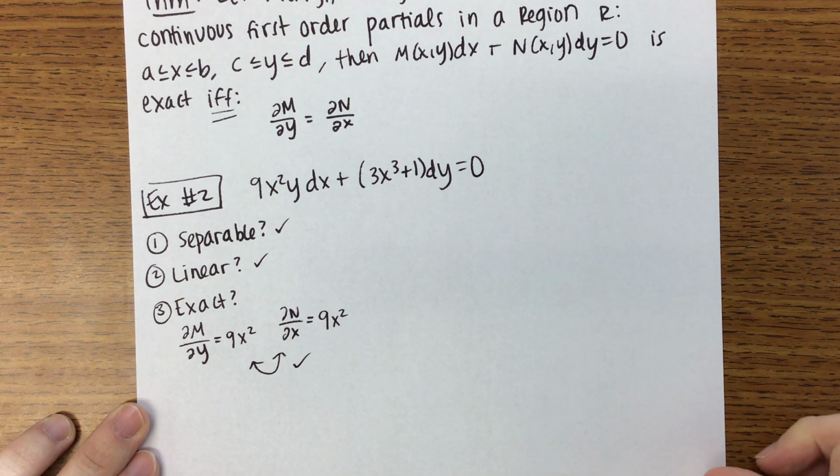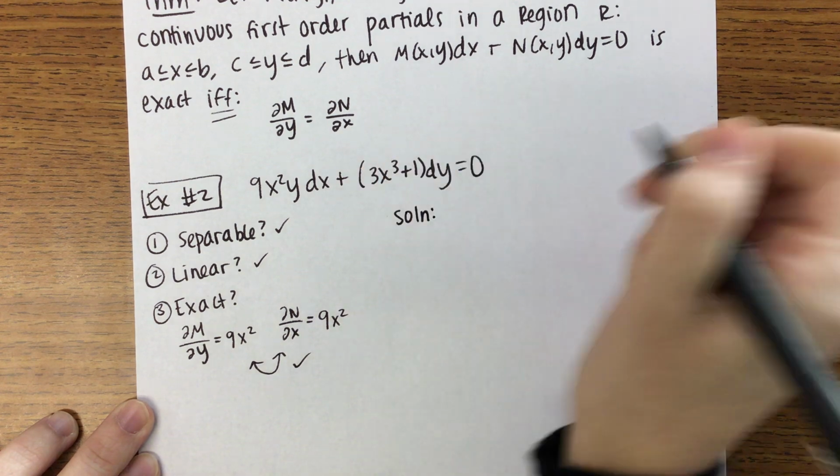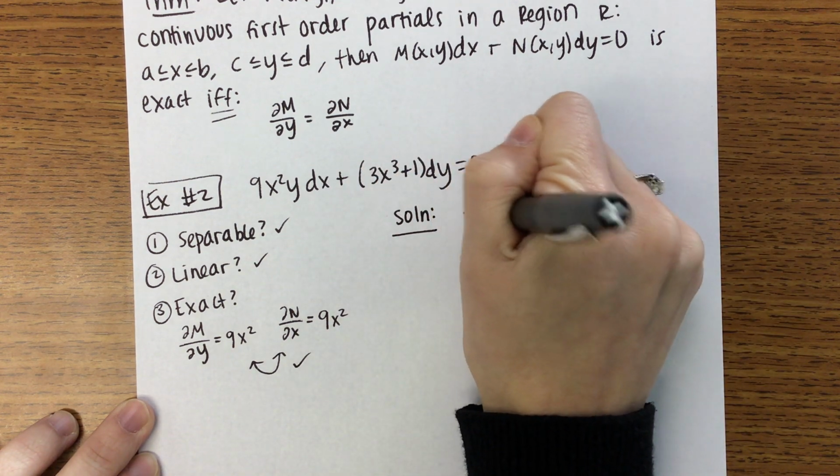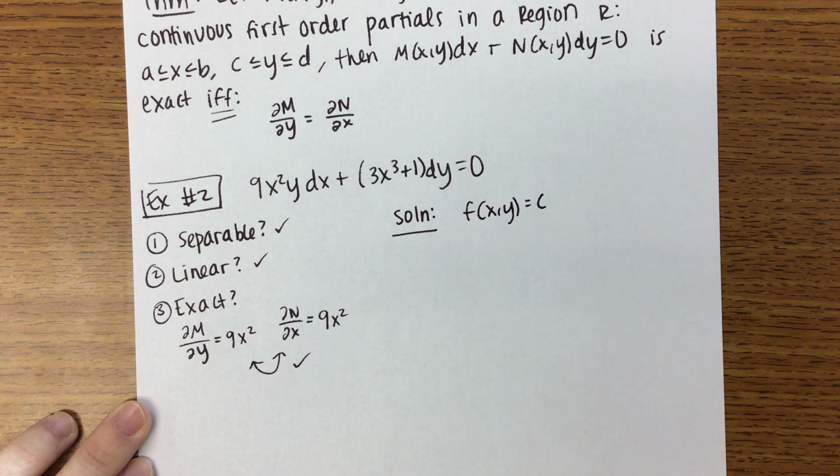So really, we have 3 different solving options. We're going to do the exact one. Okay, here's the deal when you have an exact equation. Your solution is going to be of the form f of xy is equal to c. F of xy is basically the potential function.